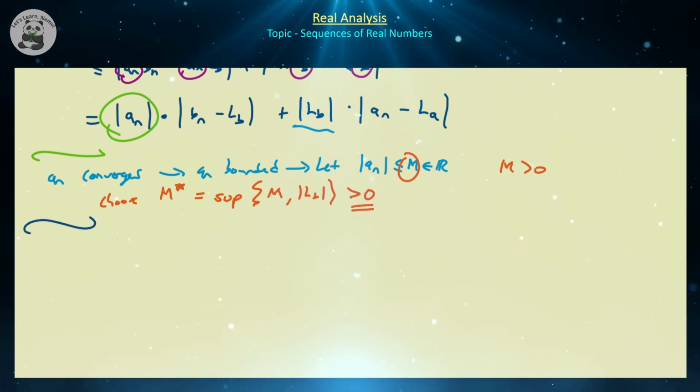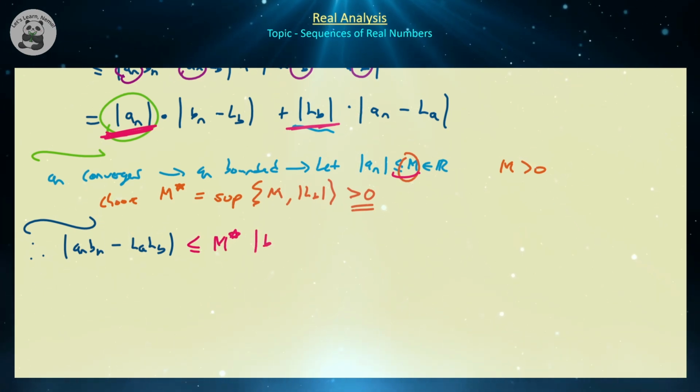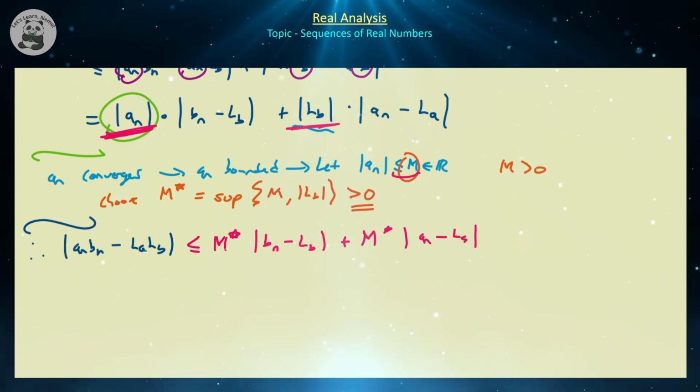So if that is the case, let's go back to our sequence. So we have AnBn minus LALB, right? So what do we have here? So we have that this is less than or equal to M, and this is less than or equal to something, right? But nonetheless, it is a finite number. So if that is the case, then this must be less than or equal to M star times the absolute value of Bn minus LB plus M star times the absolute value of An minus LA. Okay?